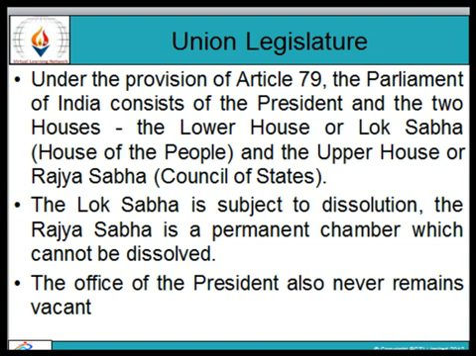Next topic is Union Legislature. Under the provision of Article 79, the Parliament of India consists of the President and the two houses: the lower house or the Lok Sabha, that is the House of the People, and the upper house or Rajya Sabha, Council of States. The Lok Sabha is subject to dissolution. The Rajya Sabha is a permanent chamber which cannot be dissolved. The office of the President also never remains vacant.